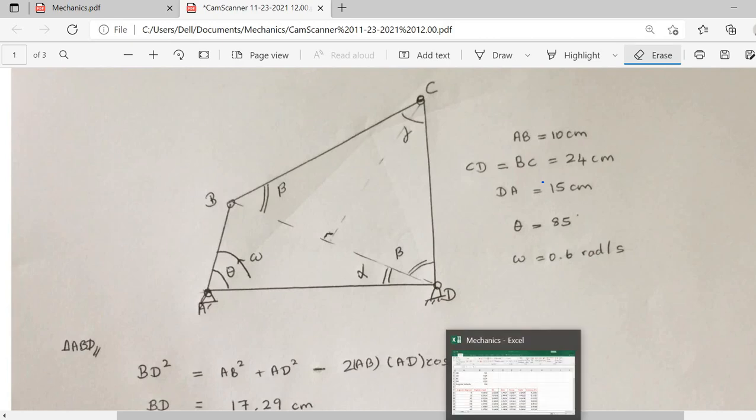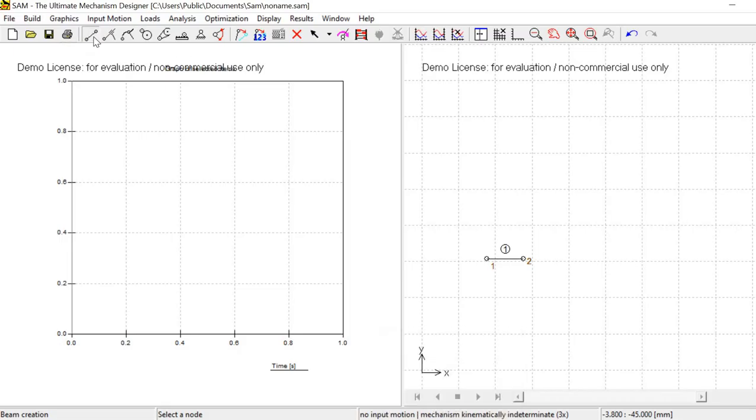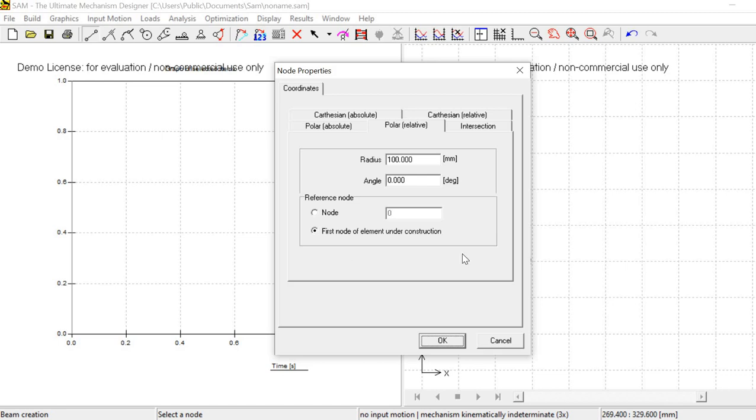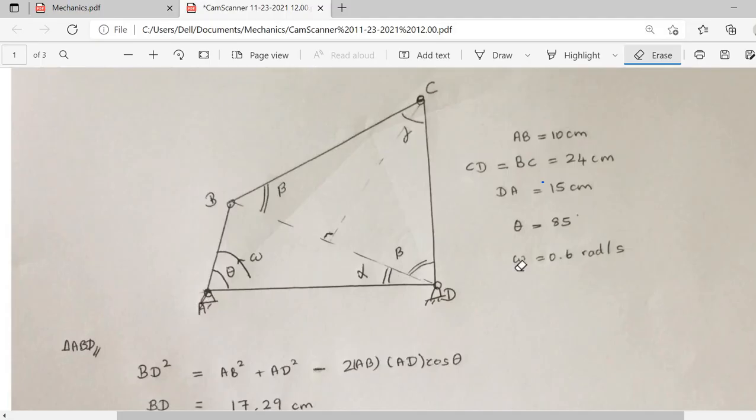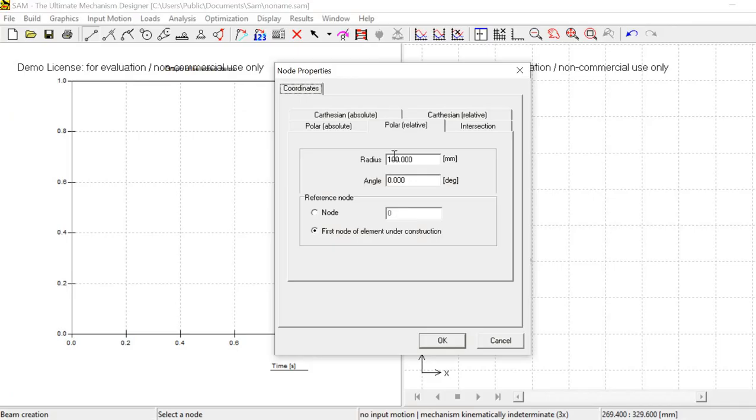For plotting the point over here, you just need to click this. I have already clicked that, so just bring it over here. After that, press the space bar. If you press the space bar, you will get the same box which appeared before. From that, you can see this is a coordinate. So I'm going to get the coordinate from the a-axis. dA is equal to 15 centimeters, so it would be 150. So I'm going to mark it as 150.